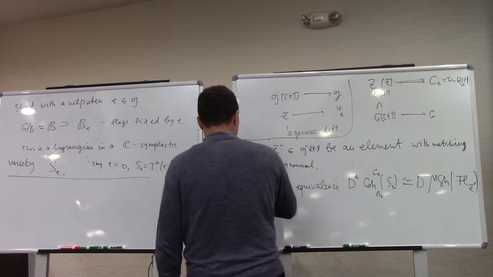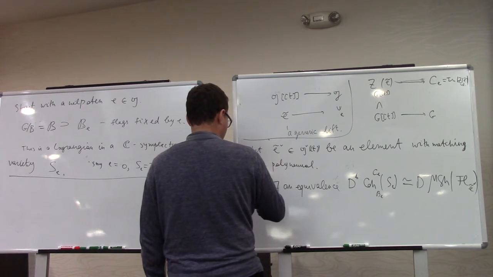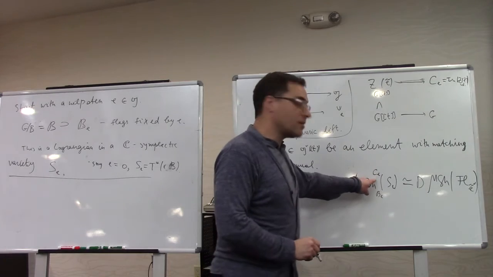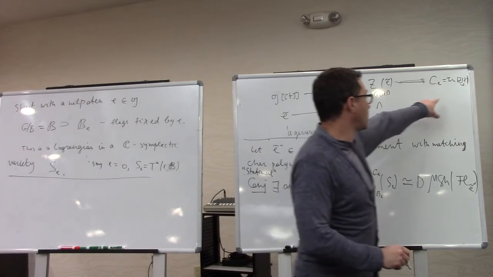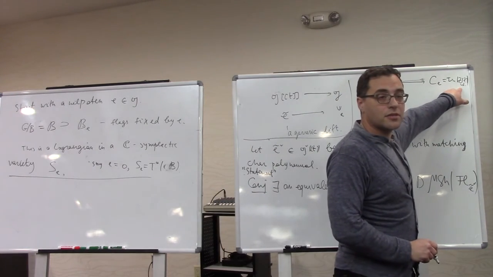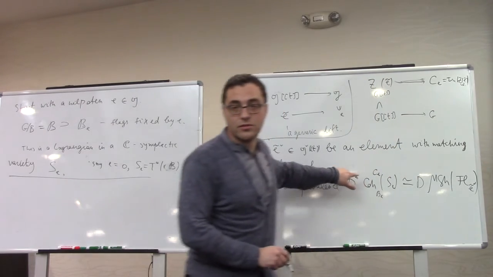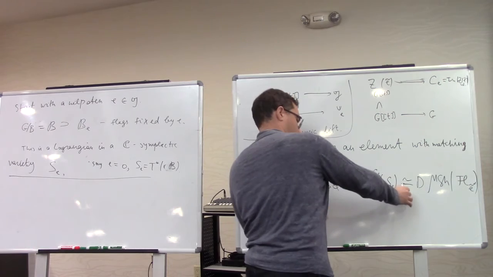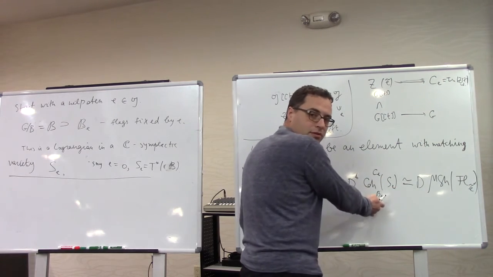So this is the statement, in quotation marks: microlocal sheaves. What is the CE superscript on the left? CE is the image of the reductive part of the centralizer, and this is just equivariant sheaves. And for the bottom, this is just coherent sheaves on the algebraic variety supported on the closed subvariety. Okay, thank you.